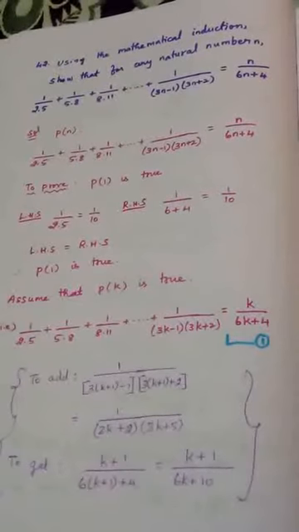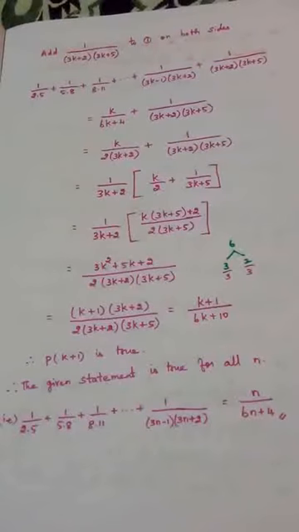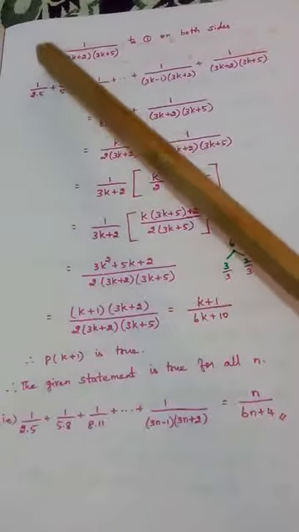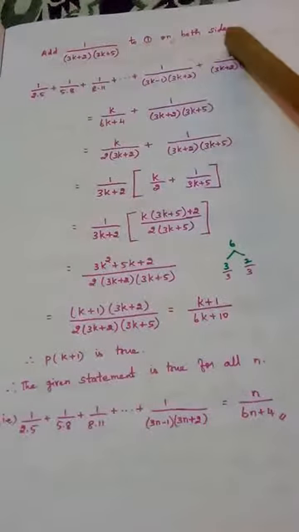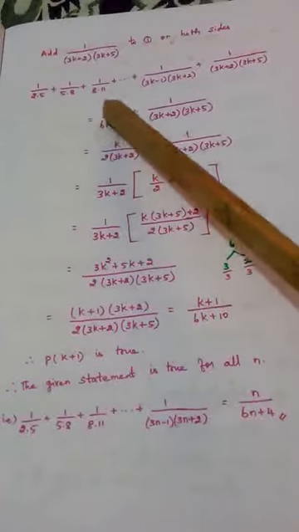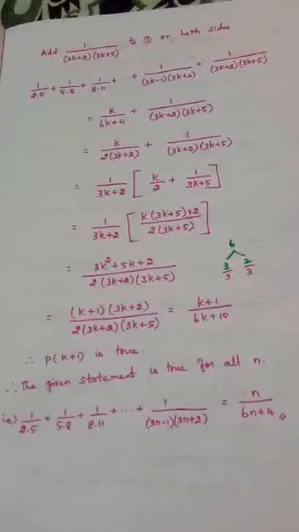So what is the next step? Adding 1 by 3k plus 2 into 3k plus 5 on both sides of equation number 1. That will be the next step. So adding 1 by 3k plus 2, 3k plus 5 to equation number 1 on both sides. So this is from this to this, first equation. Now we are adding this term to the RHS. We are adding this term 1 by 3k plus 2 into 3k plus 5.